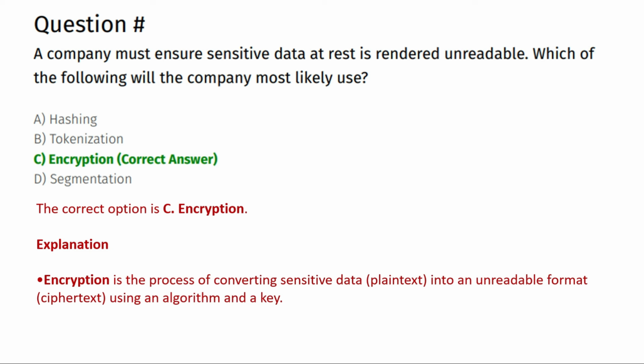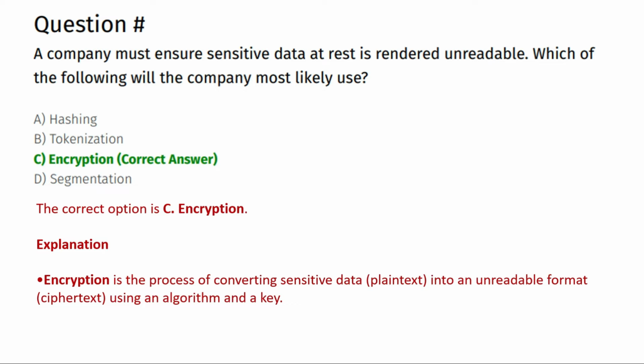The next question is, a company must ensure sensitive data at rest is rendered unreadable. So which of the following will the company most likely use? Option A, hashing. Option B, tokenization. Option C, encryption. Option D, segmentation. And the correct answer for this question is option C, encryption.